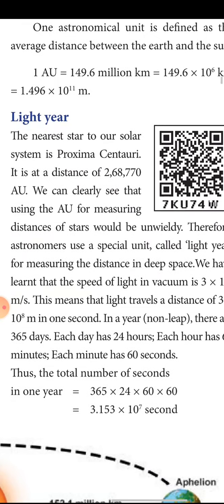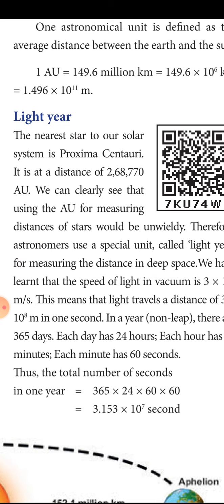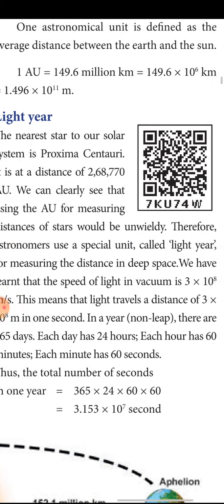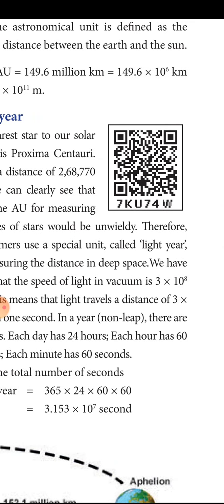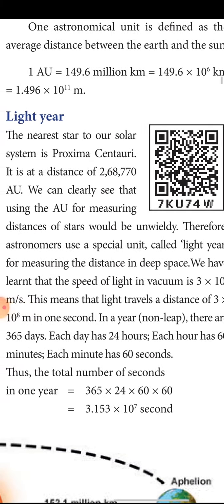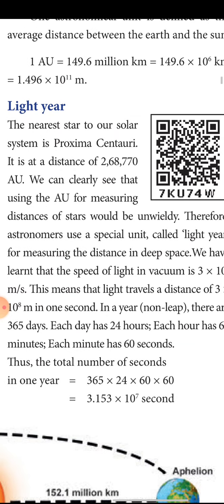Then light year. Light will move at a speed of 3 into 10 power 8 meter per second. Per second it will move 3 into 10 power 8 meter distance. So this is the speed of light. The distance the light will travel in 1 year is called the light year. 3 into 10 power 8 into 1 year.